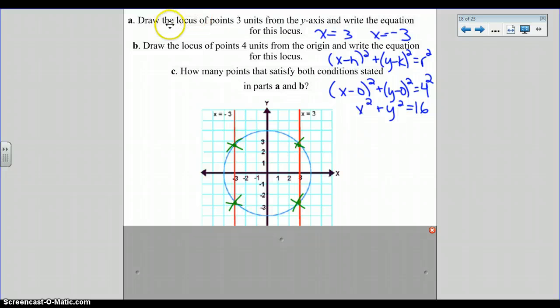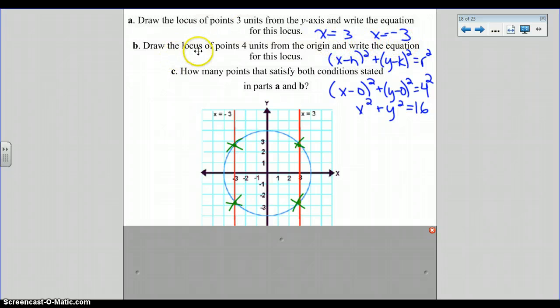Now here, part A is asking us to draw the locus of points 3 units from the y-axis and write the equation for this locus. So 3 units from the y-axis, 3 units from a line, is 2 lines parallel to it. So x equals negative 3 and x equals positive 3.